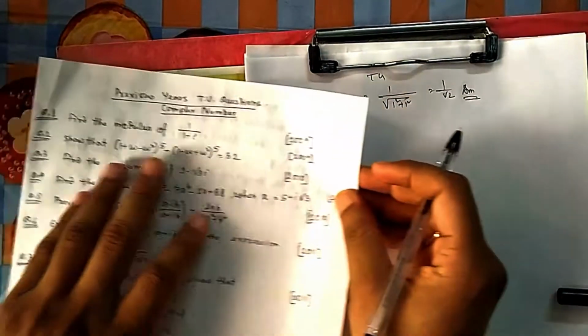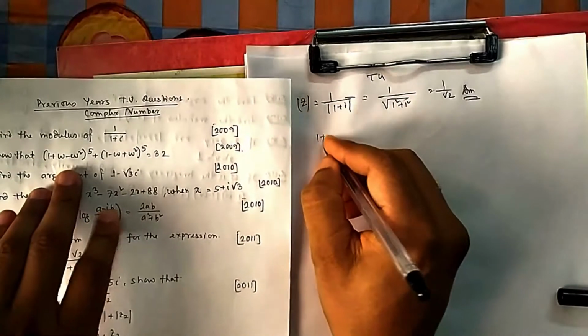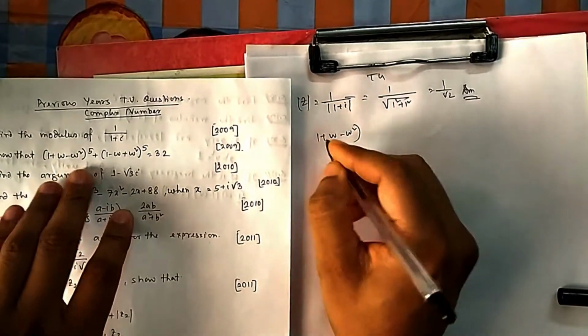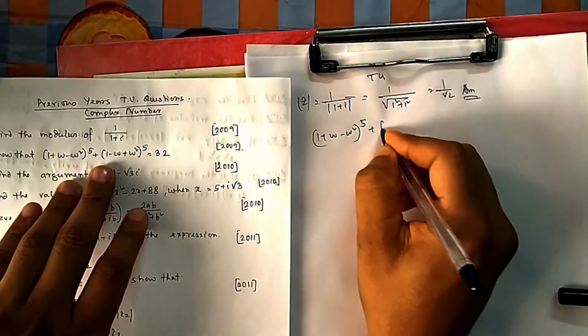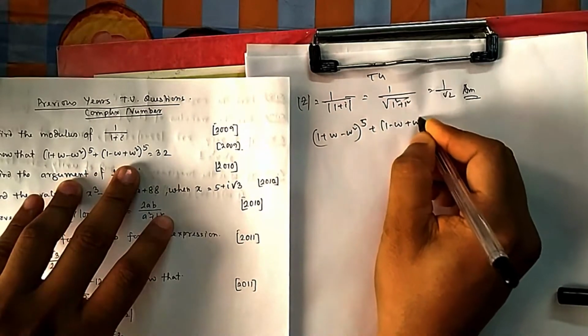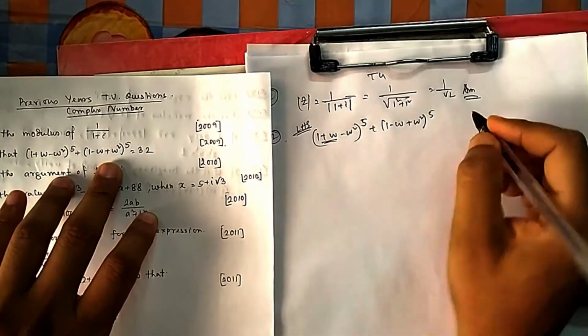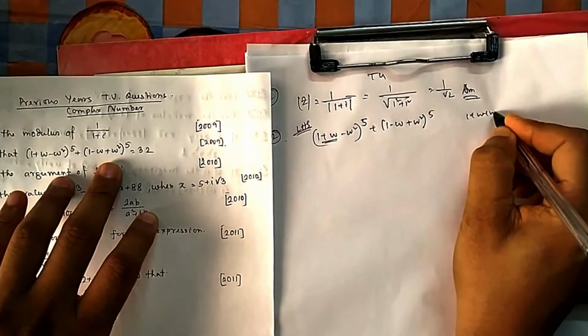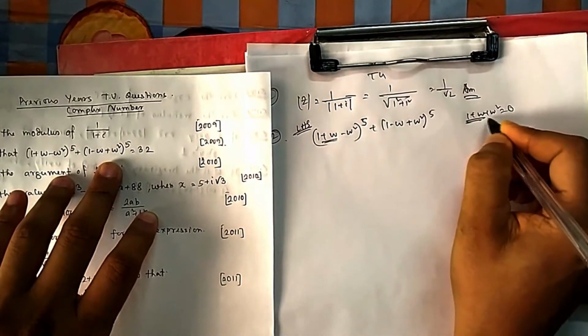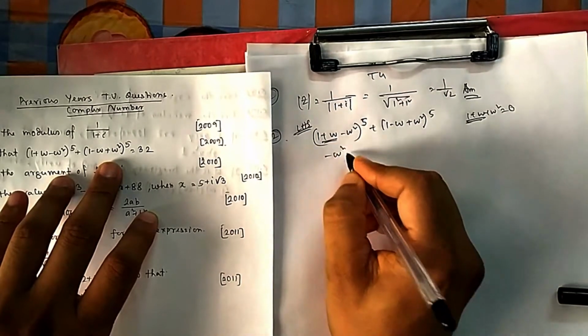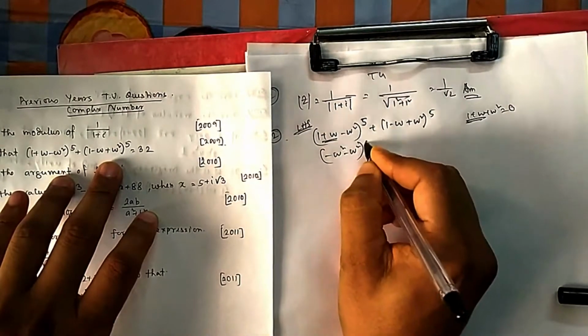Now if you come to 2, show that (1 plus omega minus omega square) to the power 5 times (1 minus omega plus omega square) to the power 5 is equal to 32. If I start with LHS, what is 1 plus omega? 1 plus omega plus omega square is equal to 0. We will use this one. So 1 plus omega is minus omega square. So it is (minus omega square) to the power 5.